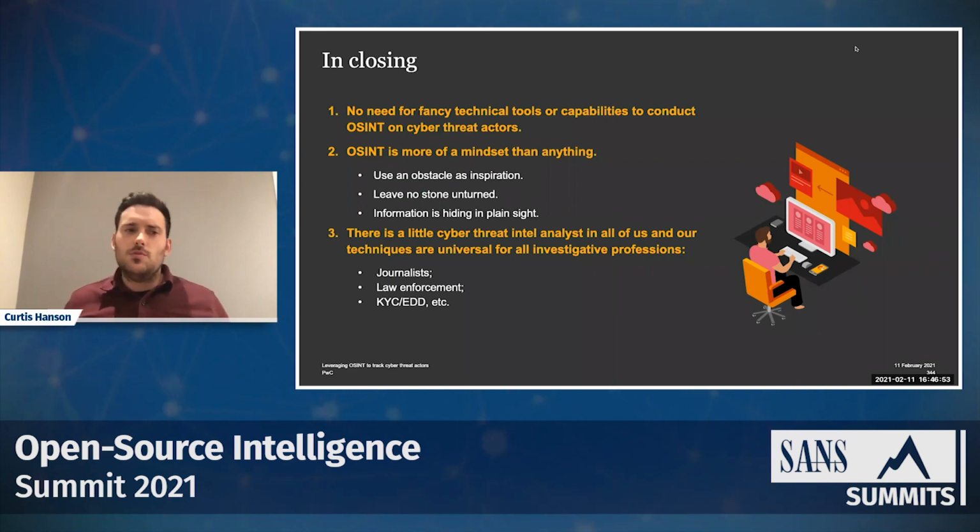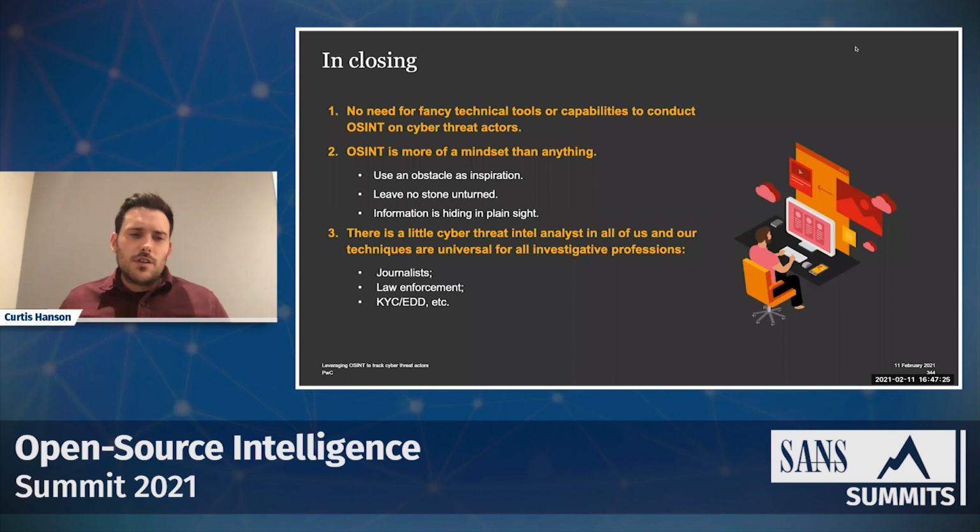We see that in case 1, using the obstacle as inspiration. Use that as, how can I create a new technique? How can I think outside the box? In case study 2, leaving no stone unturned. Trust but verify. We're humans, we make mistakes. Go double check your work, double check everyone's work. And lastly, information hiding in plain sight. I say hiding, but there's literally information just out there waiting to be plucked, and have some context and analysis applied to it.